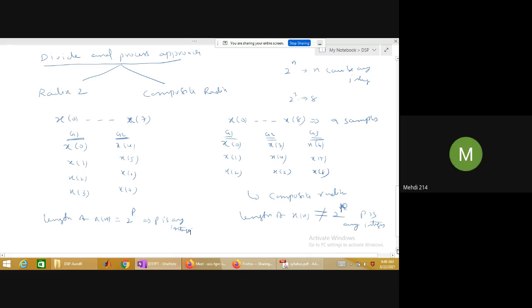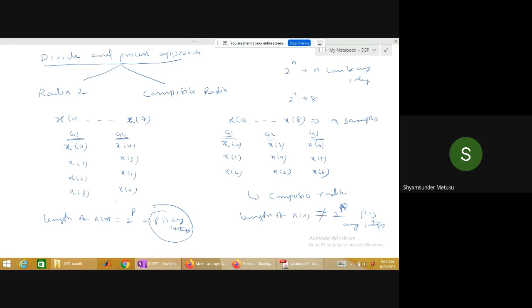How do you get 12 equal to 2 power p? You tell me. 2 to the power of 3 point something it will be. 3 point something is not required. I said p is an integer. Clearly, I'm mentioning here, this box is important. P is any integer. So can I make 12 as 2 power p? No, I cannot do it, isn't it? So in that case, you have a 12.